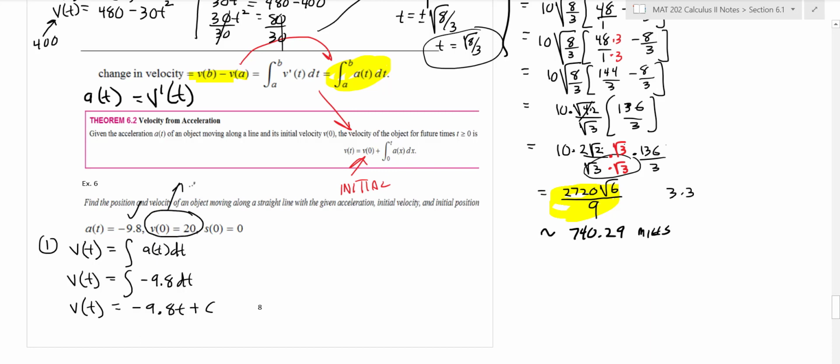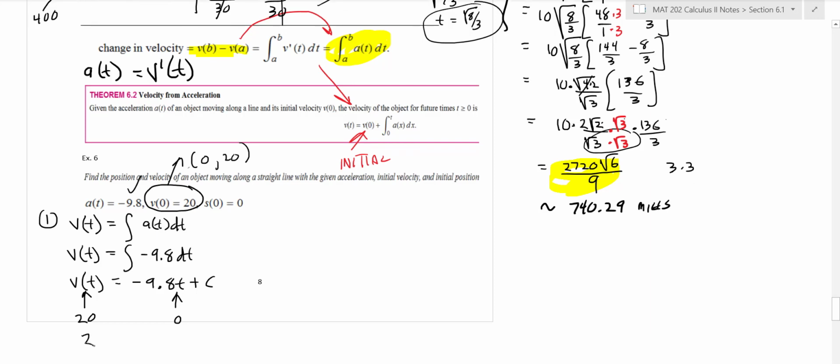Okay, now we can find C because we have this initial condition. That right there gives us a point, (0, 20). So that means the velocity is 20 when the time is 0. So what you do is you just find C that way. So that would be 20 equals negative 9.8 times 0 plus C. Therefore, C is 20.